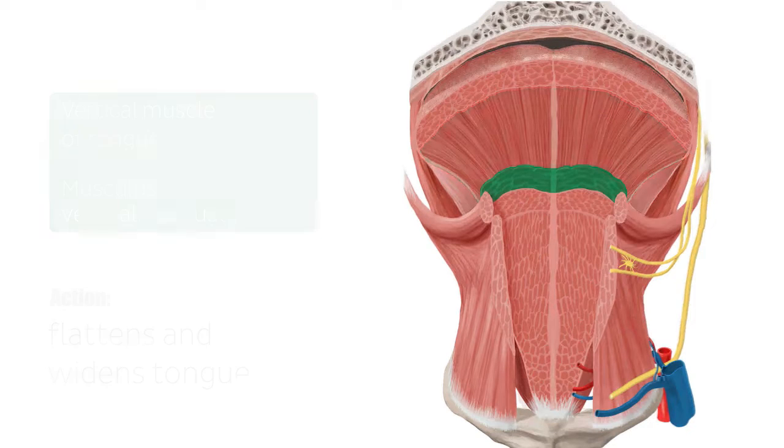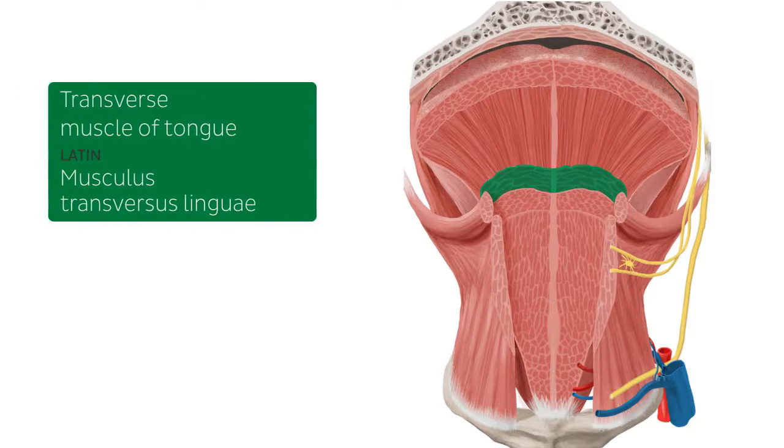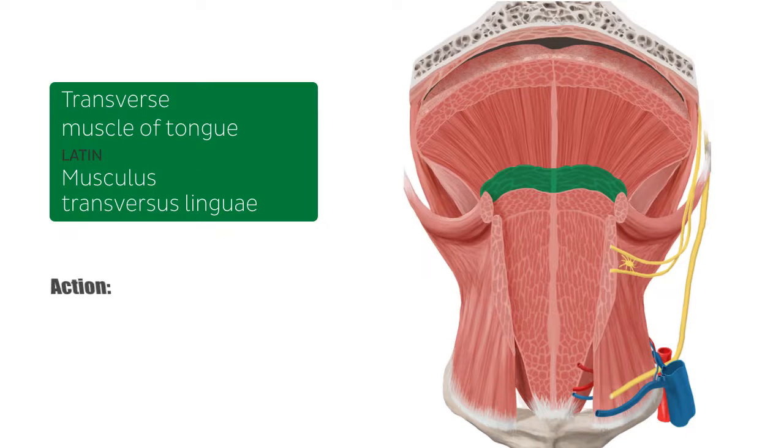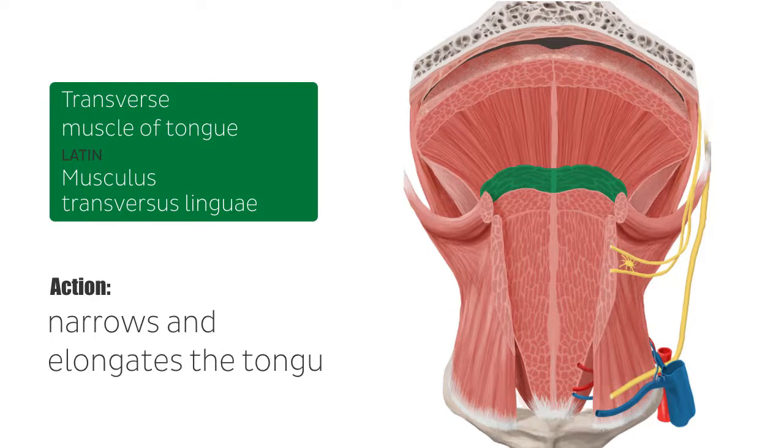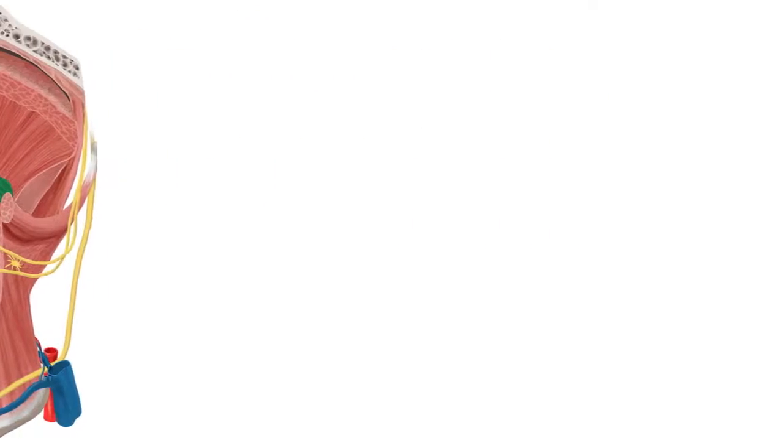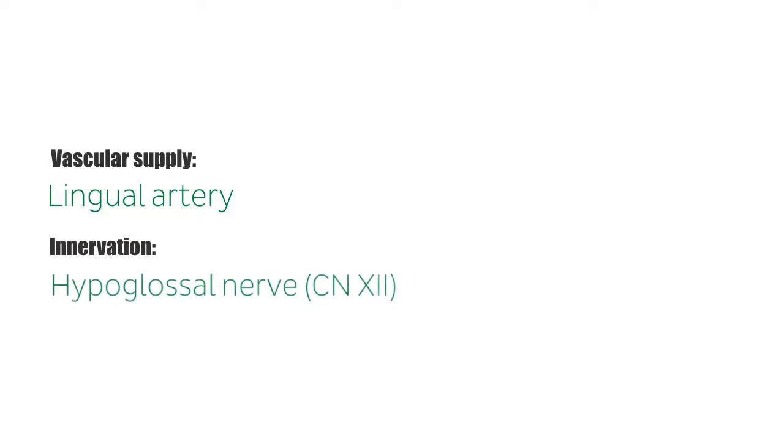The final intrinsic muscle we'll look at is the transverse muscle of the tongue. This muscle passes laterally from the lingual septum on either side. The function of this muscle is to narrow and elongate the tongue. All of the intrinsic muscles of the tongue are supplied by the lingual artery, and they are innervated by the hypoglossal nerve, which is the 12th cranial nerve.